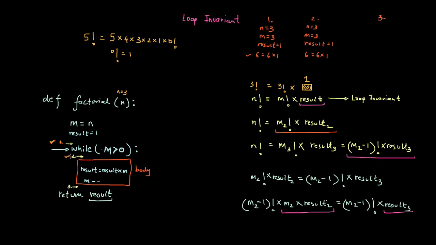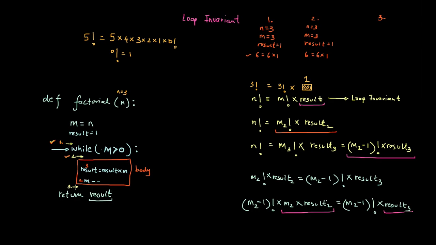I have these three specific points where I need to ensure that my loop invariant doesn't get violated. Inside the body, what I'm doing now is result equals result times m. Result was originally 1, so 1 times 3 is 3. Result becomes 3 at this point. m has decremented by 1, meaning m has become 2.